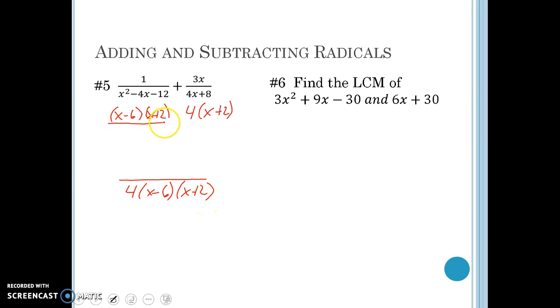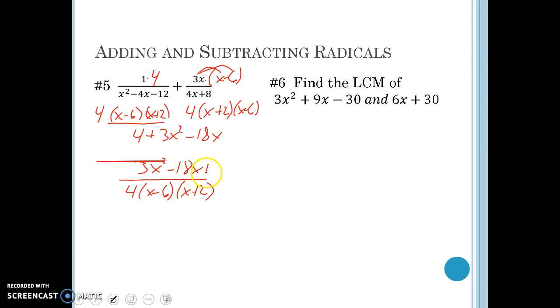So what don't I have here? Well, I don't have the 4. So I'm going to multiply the 1 times the 4. That's going to give me 4. I'm going to add to that this numerator, but I don't have the x minus 6. So I'm going to multiply the denominator by x minus 6. That means I'm going to multiply the numerator by x minus 6. And if I distribute that, it's going to be plus 3x squared and then minus 18x. So this is going to be 3x squared minus 18x plus 4.